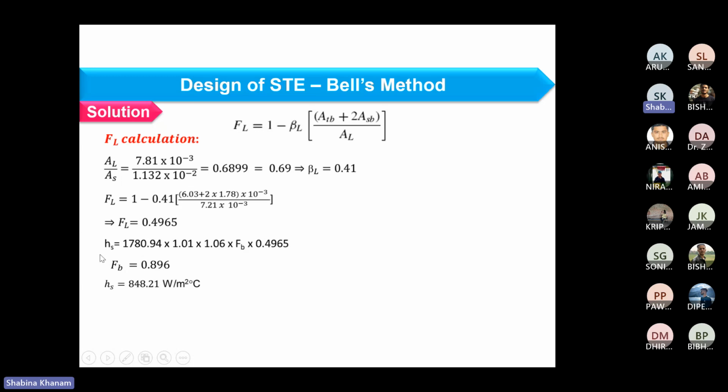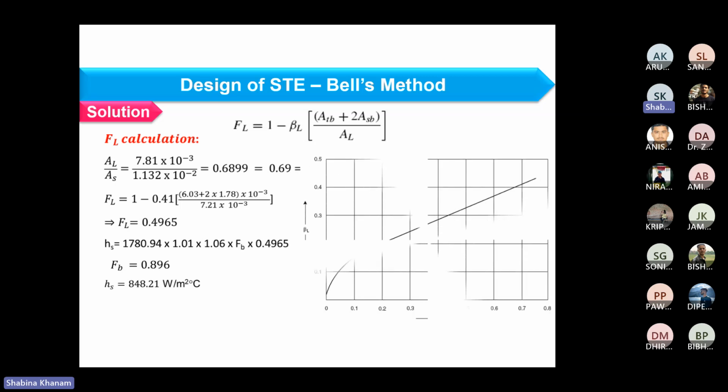So once you have this, you can calculate HS, shell side heat transfer coefficient. This is HOC, and these are all correction factors. FB value you need to consider which is more than 0.89. With this FB value, HS you can consider as 848.21 watt per meter square degree Celsius. So in this way you can find out shell side heat transfer coefficient using Bell's method, right? And now we need to proceed for pressure drop.